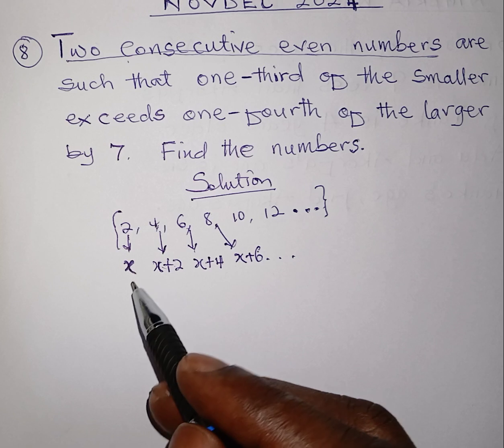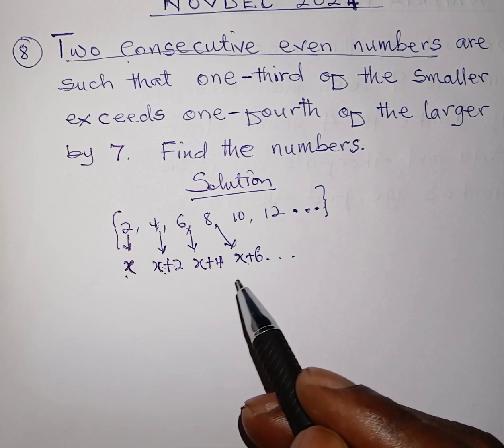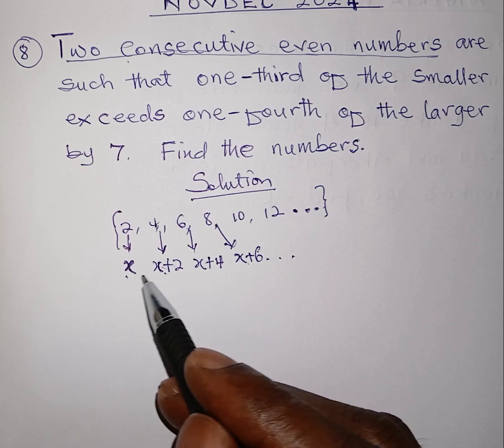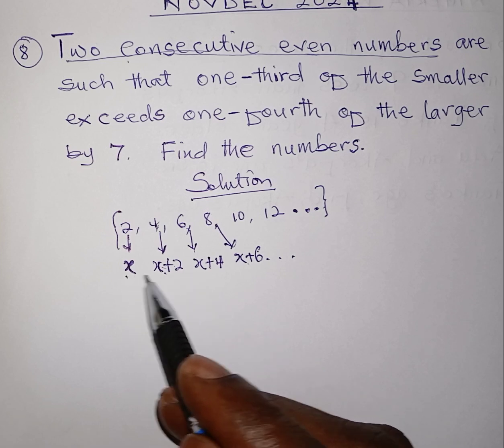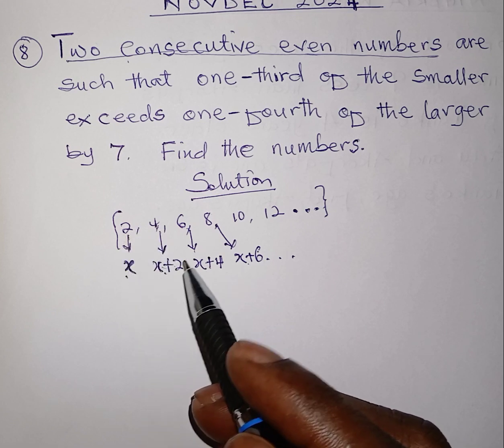So you can see that 1, 2, 3, 4. These four are the first four even numbers that we are talking about. So we are using these letters, or these expressions, to represent these even numbers.